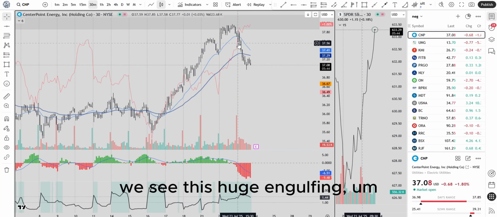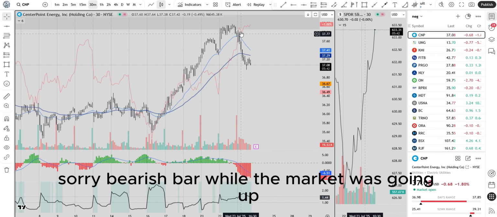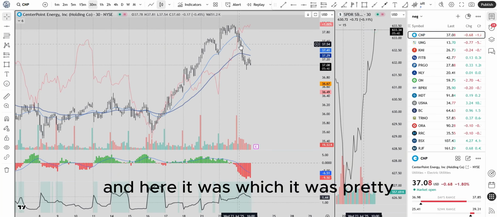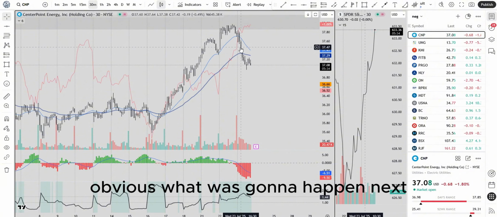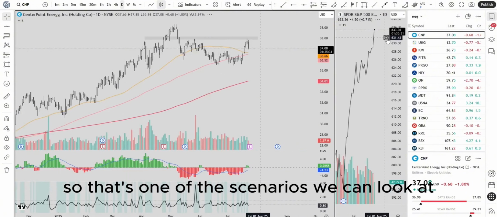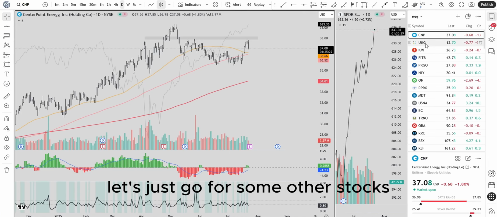this huge engulfing bearish bar while the market was going up, and here it was pretty obvious what was going to happen next. So that's one of the scenarios we can look at. Let's go for some other stocks.